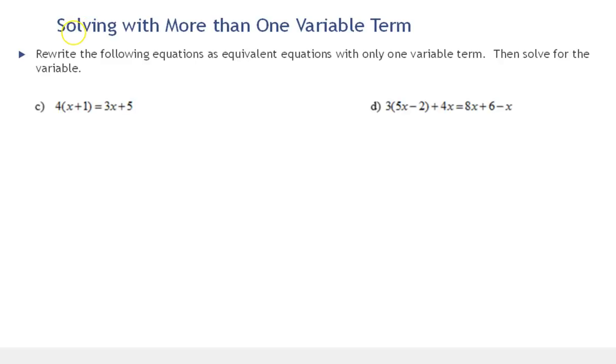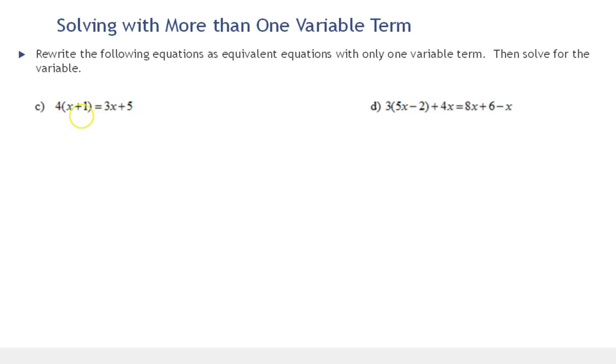In this video, we're going to continue solving with more than one variable term. So here are questions C and D, and these are going to have an extra component. So in the last video, our first problem, we had to combine like terms before we could solve. In the second one, we needed to distribute and combine before we could solve. And in these ones, something new is going to come up. So let's see what happens.